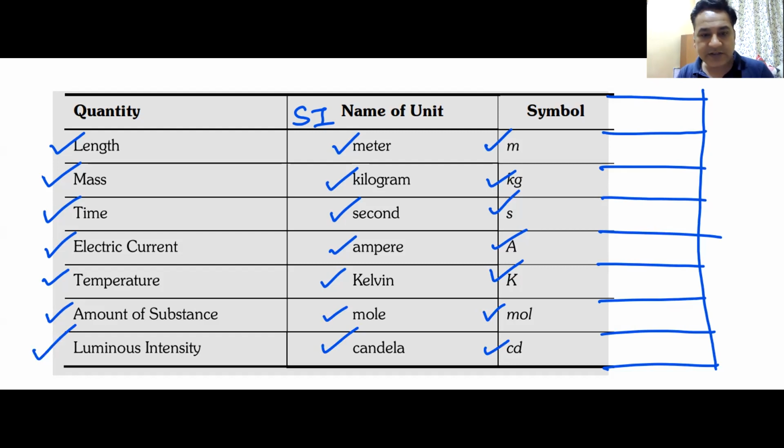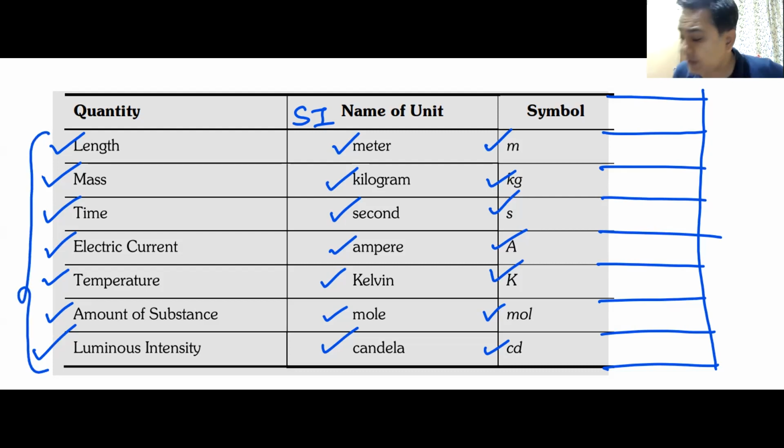Yes, you would have heard about this. Great. These are the 7 fundamental units, but I have also told you that there are 2 supplementary units. Yes or no? I've also told you 2 supplementary units. So these are the 7 fundamental units.